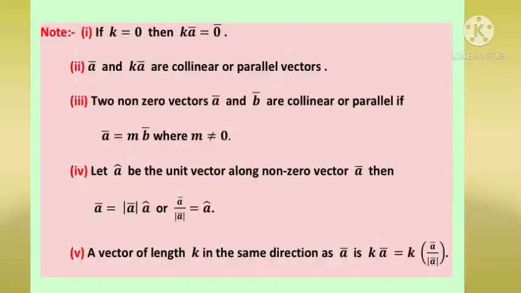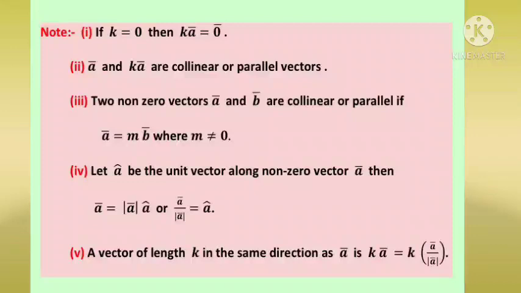Now after studying the algebra of vectors, we will start with a few notes related to them. First we will see the notes related to scalar multiplication. Let us go towards the first note. What it says: if k is equal to 0, then k into A bar will be equal to 0 bar. Clearly, anything you multiply by 0, you will get 0, and here it will be a zero vector, so 0 bar.